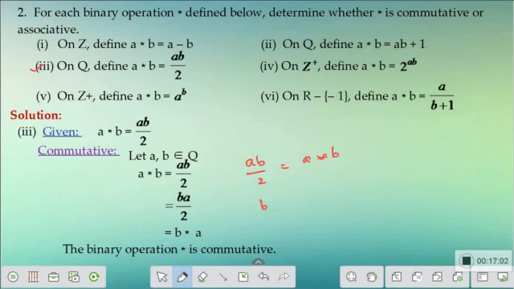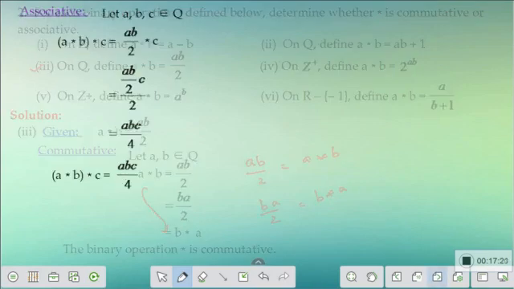If you have B into A by 2, it means the first element here is B and the second element is A. So this tells you it's B star A. Now you can see A star B equal to B star A, and hence the binary operation is commutative. Similarly, we can check for associative also.